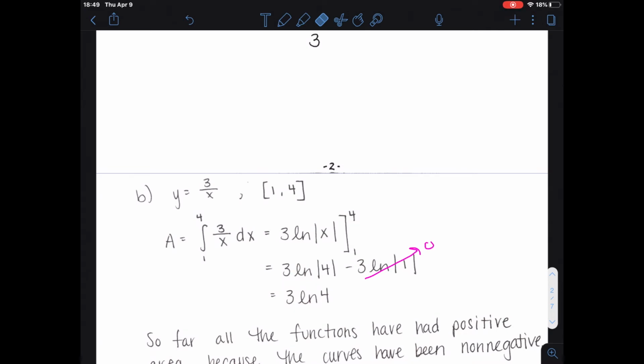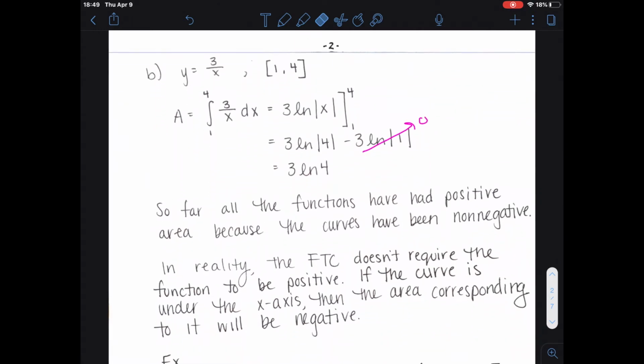So the area under the curve is 3 natural log of 4. So far everything we've dealt with in this section and the last section has had to have a positive function, but the fundamental theorem of calculus doesn't require that. It just requires continuity. So we think of it as area, but in reality your curve can be underneath the x-axis as well. So if that's the case, the area corresponding to it is going to be negative.